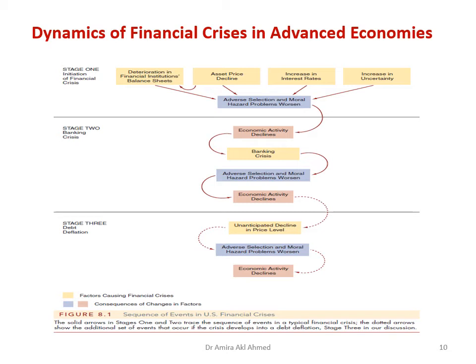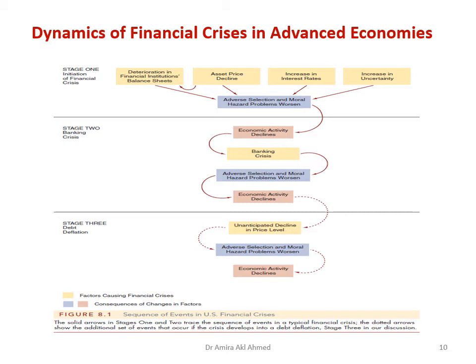Figure 8.1 traces out the stages and sequence of events in advanced economies where financial crises have progressed in two and sometimes three stages. The first stage is called the initiation stage, in which there are several possible ways that financial crises start, such as mismanagement of financial liberalization or innovation.